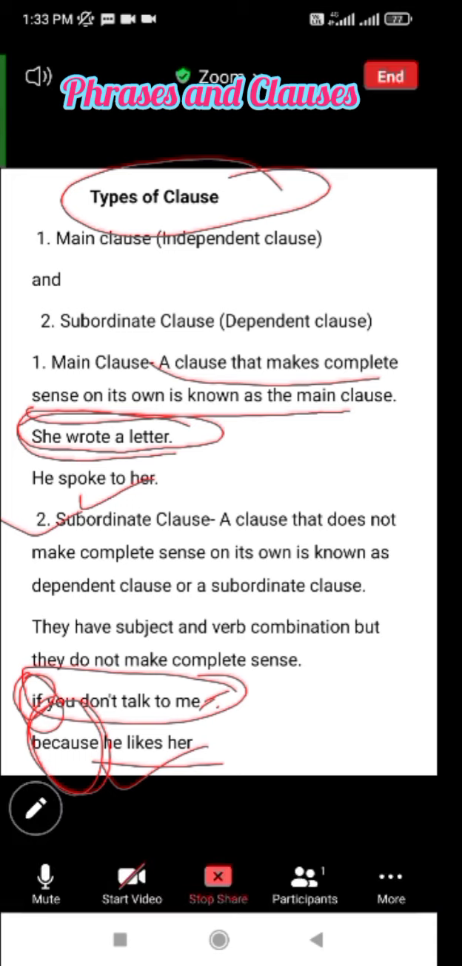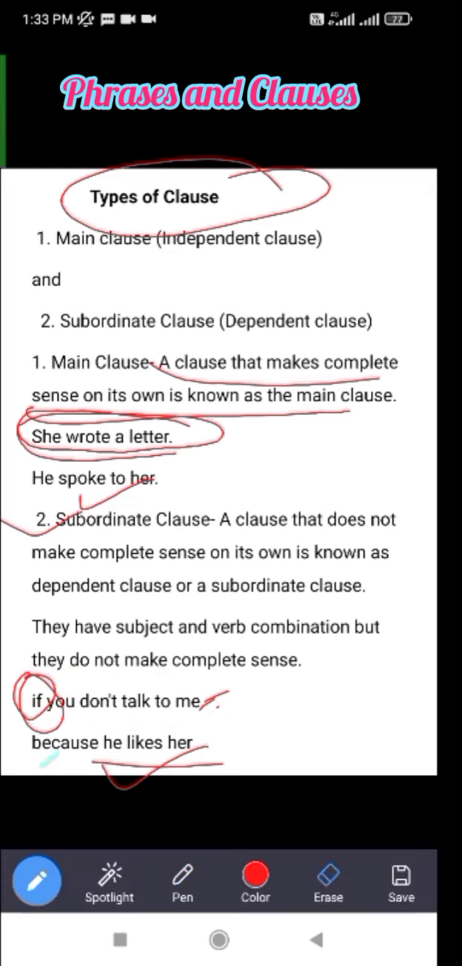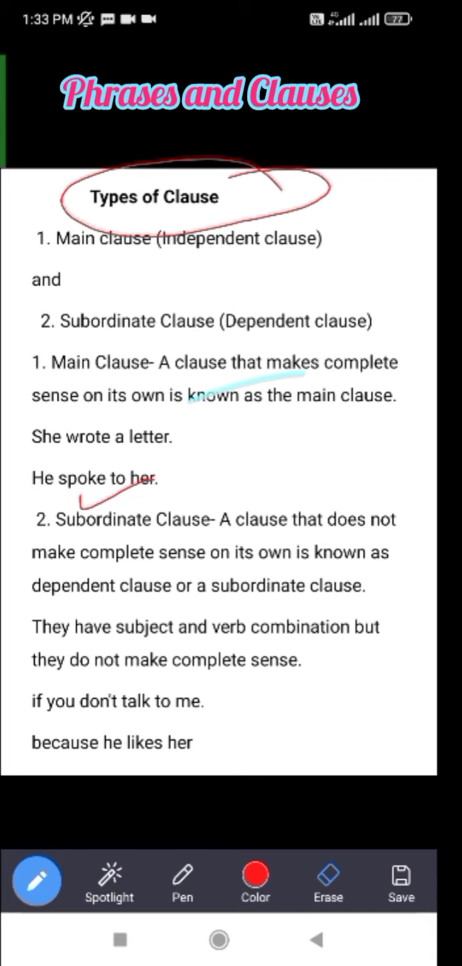Hope it is clear to you, and you will be able to solve questions. You will be able to use it while speaking and writing in a proper way. So that's all for today, and as I said, we will recall phrases. A phrase is a group of words which doesn't give a complete sense and doesn't have a subject verb combination. Clear? But a clause is also a group of words, but it has a subject verb combination. It may give you a complete sense or it may not.